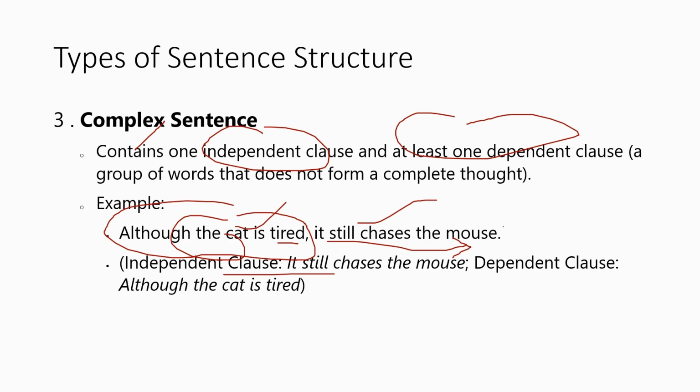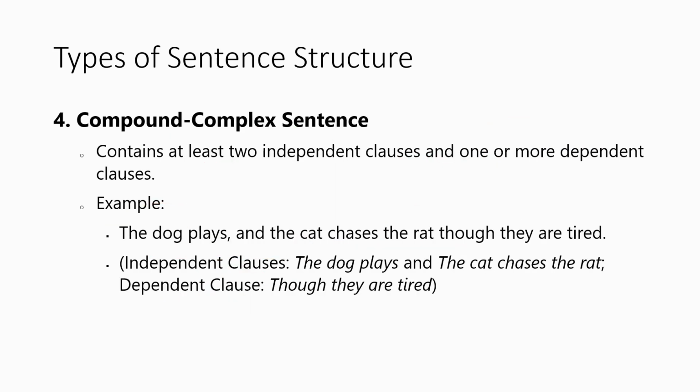So this is the independent clause, whereas "although the cat is tired" is the dependent clause. What is the condition of that cat? It is tired, but it is chasing the mouse. So this combination is called a complex sentence. Here we have only one dependent clause; there may be one clause or maybe more than one.